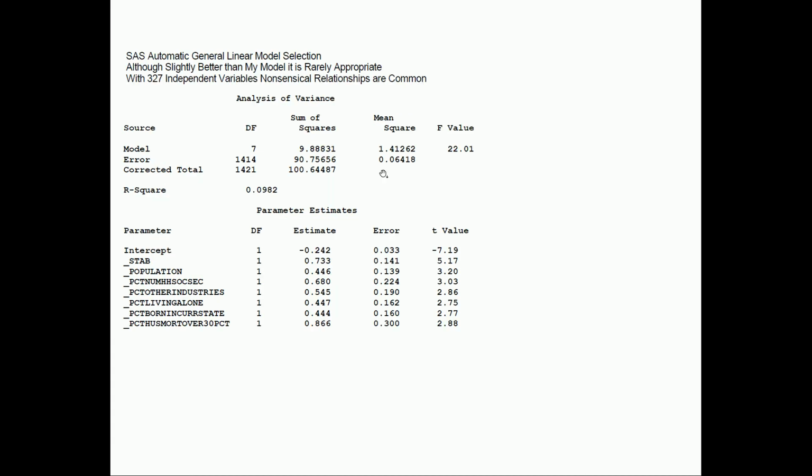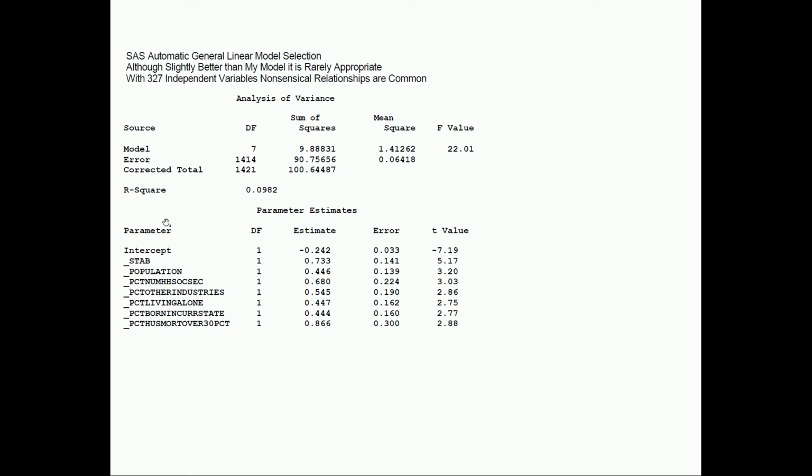One of the things I like to run right away is when I have my 327 variables linearized and put into buckets. If you notice there's an underscore in front of these variables, that just means the variable has been put into buckets and linearized. We'll talk a little about that later.